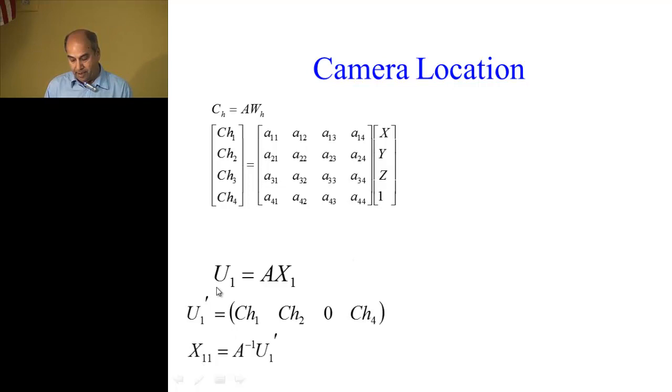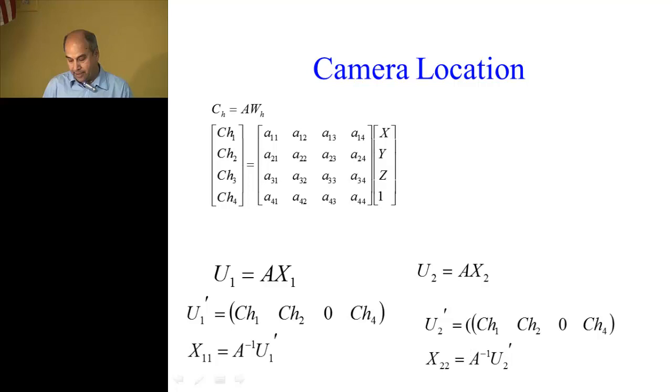One is X1, which we selected, and we have another 3D point, which is X11, obtained by reprojecting the image point back to 3D by setting the third element to 0. So we get X11. Similarly, we take another 3D point, X2, we get this image point, U2, and make the third element 0, and find the inverse of this, multiply with that, and we get another 3D point X22 corresponding to X2, as I showed you in the picture here.